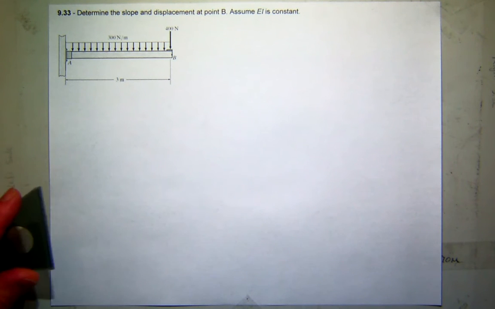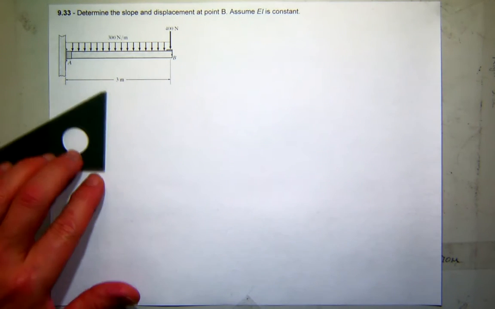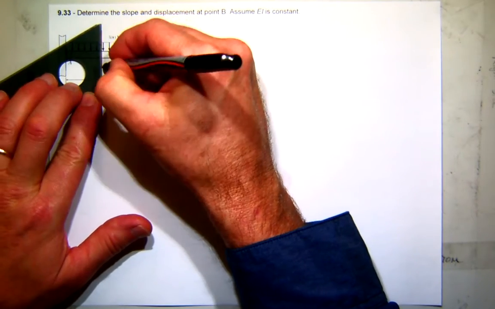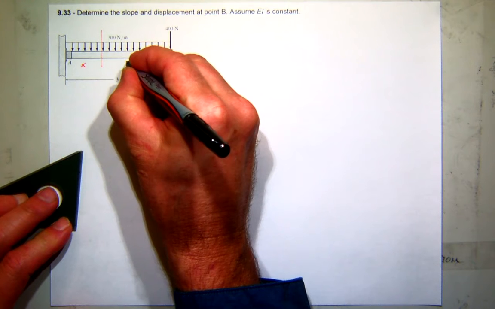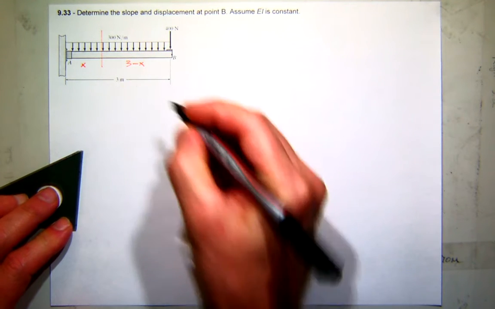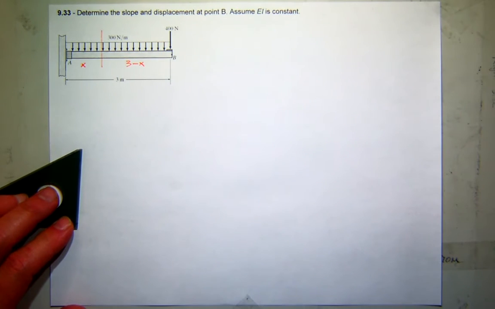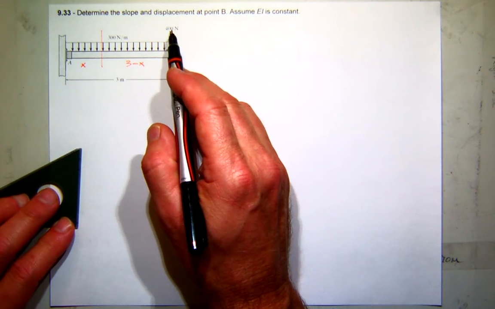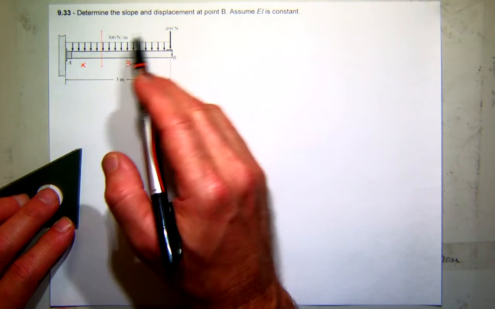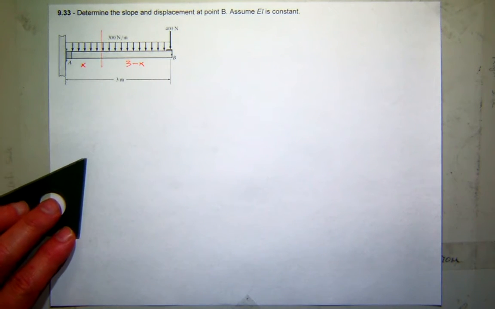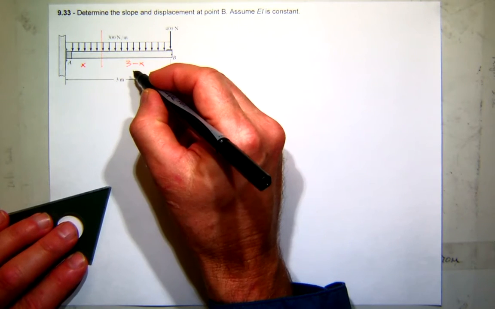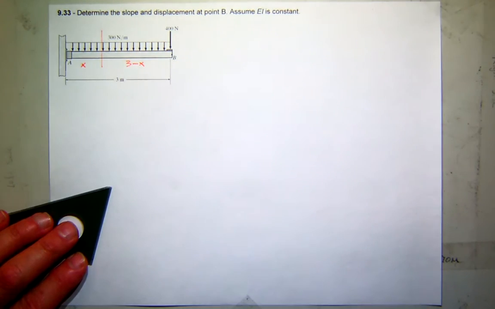So I'm going to even make it easier on myself. I'm going to cut the structure here at some distance x, and that means this piece will be 3 minus x. And I'm going to work the right-hand side. Oh, you can't see this? I'm sorry, it's kind of fuzzy. That's 400 newtons. This is 300 newtons per meter. So I'm going to start by writing an equation for this system.